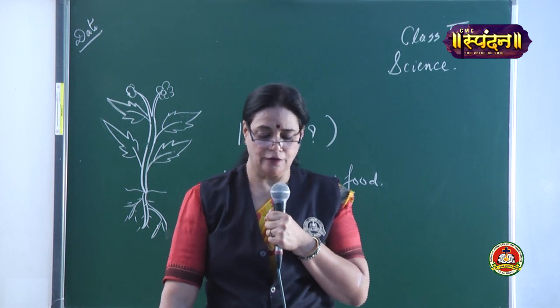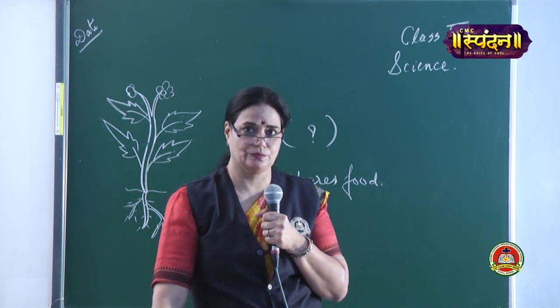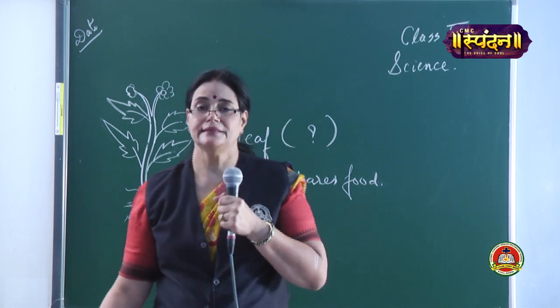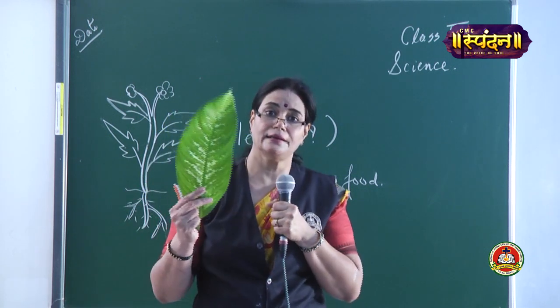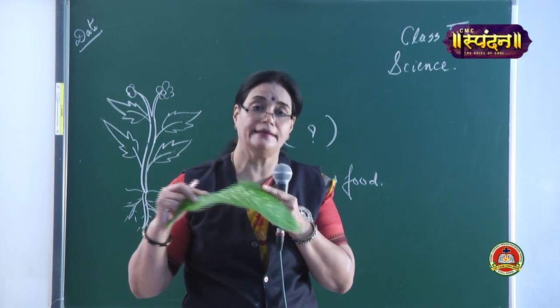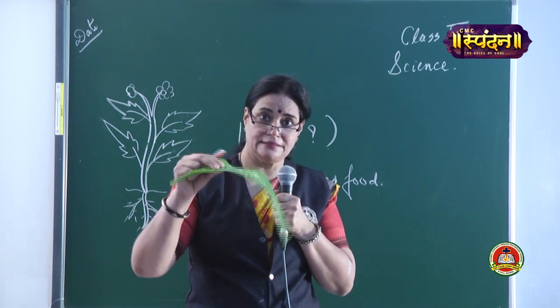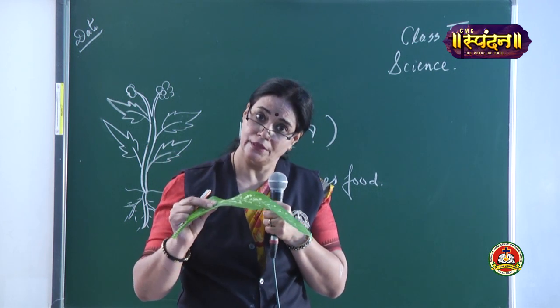This process of making food is also called photosynthesis. Underline this also. Now girls, these leaves, you know, they are green in color. Why? It has got a green substance called chlorophyll in it. That substance chlorophyll is green in color. That is the reason why the leaves are green.